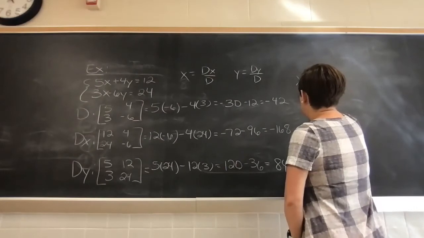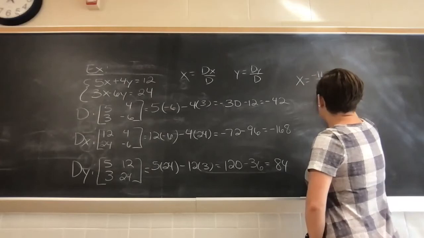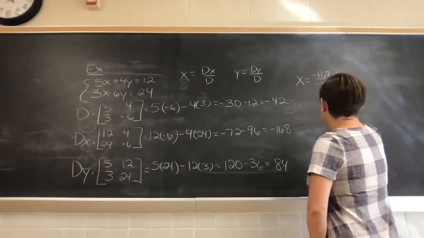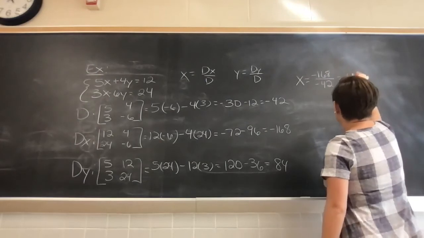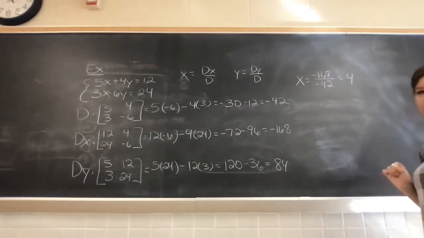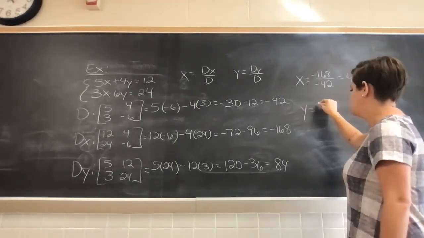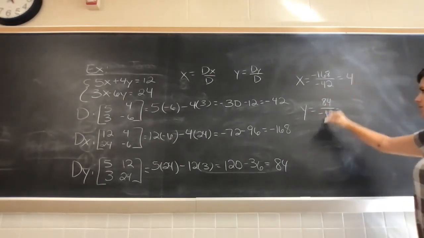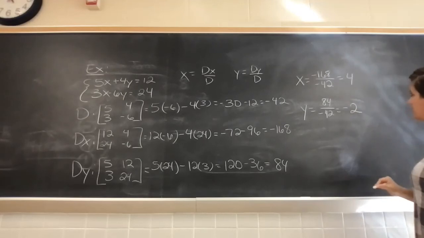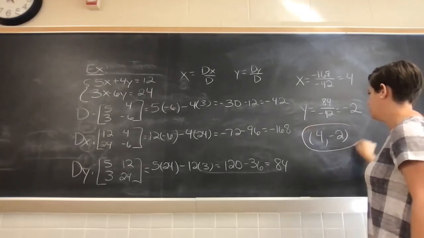So our x was our dx, which is negative 168, all over our d, which is minus 42. If you type those into your calculator, you're going to see that that's 4. Even though they're big numbers, they reduce down. So that's nice. Y was 84 all over negative 42. Hopefully you can see that that is a minus 2. So our solution is 4, negative 2.